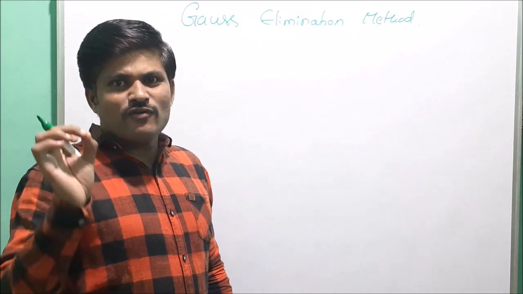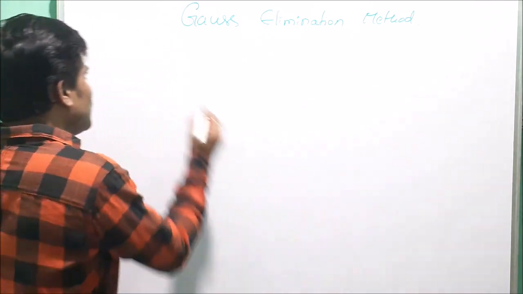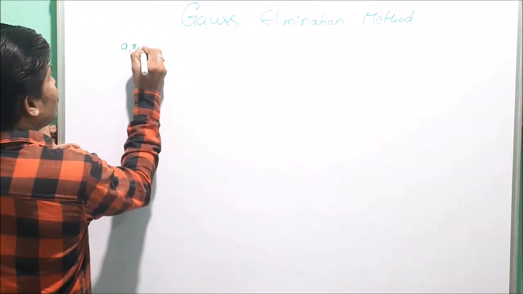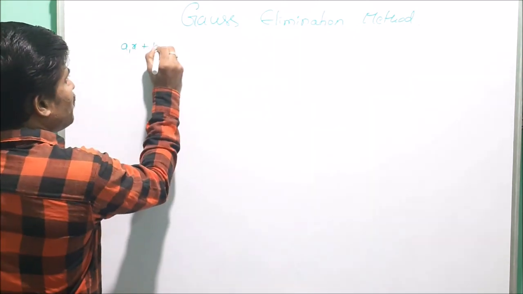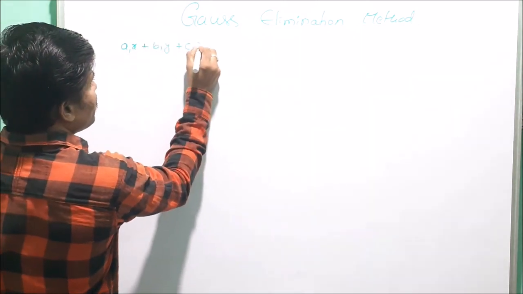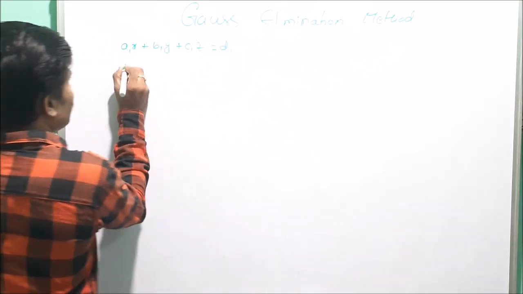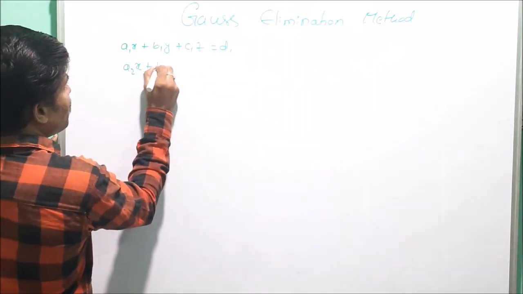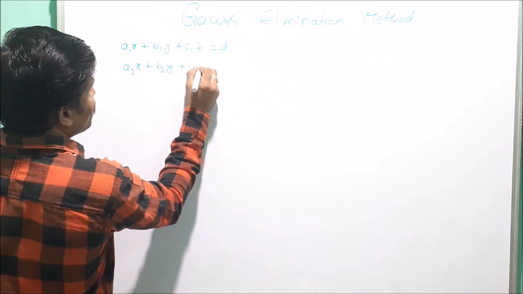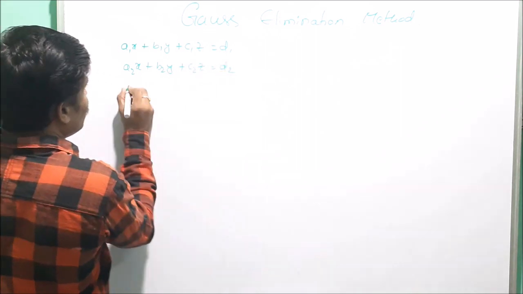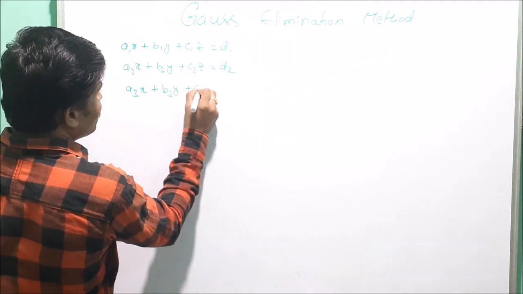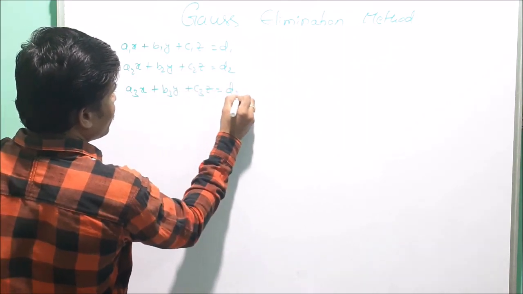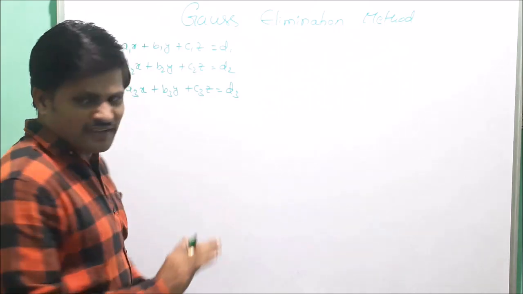Let us consider one system of equations. Let it be a1x plus b1y plus c1z equals d1, a2x plus b2y plus c2z equals d2, a3x plus b3y plus c3z equals d3. So this is one such system.